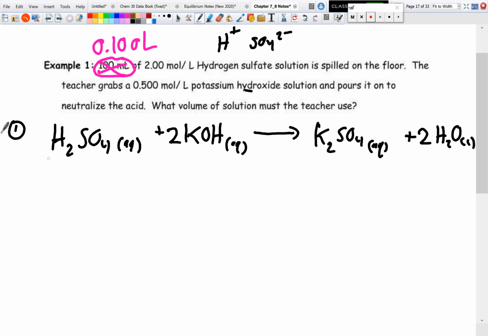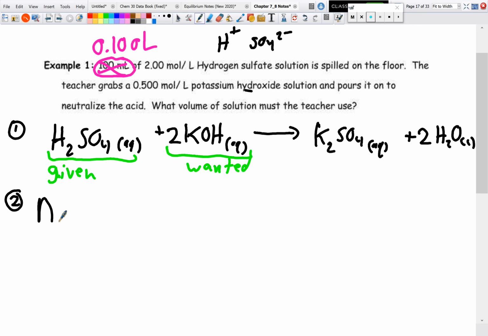Now I'm also going to highlight my wanted and my given. So we have 0.1 liters of 2 moles per liter. So we have two values for our hydrogen sulfate. That means this is our given. And what volume of potassium hydroxide must be poured onto that solution? The potassium hydroxide is my wanted. So that kind of clarifies things when I go to step 2.